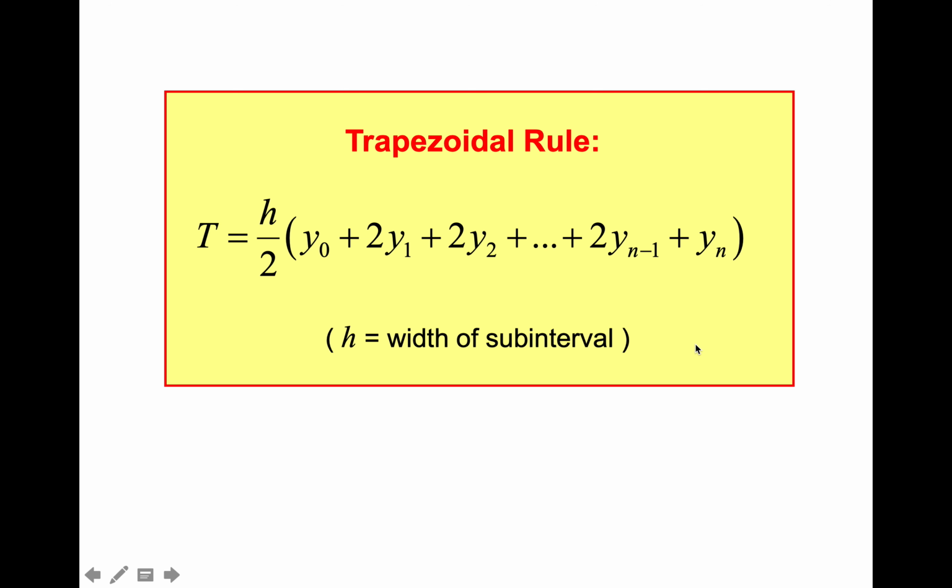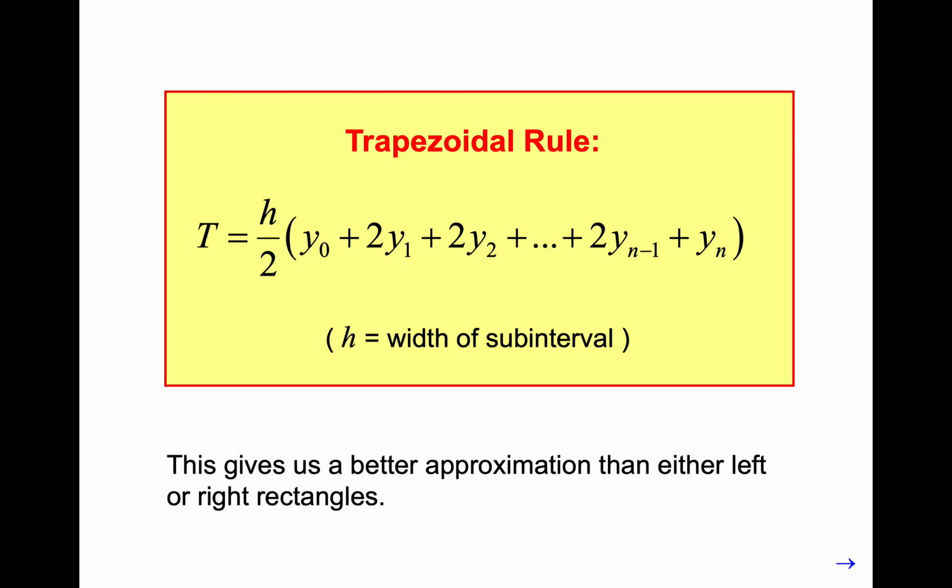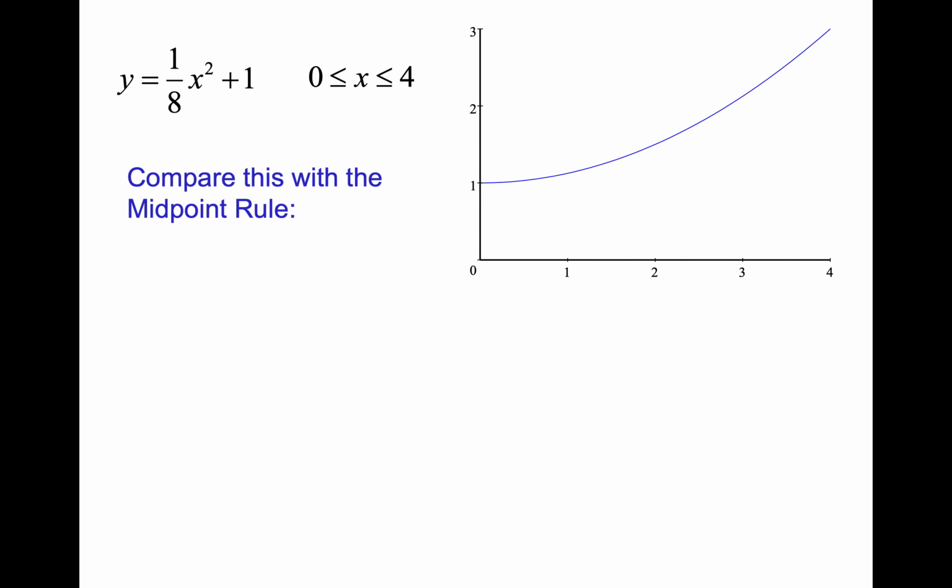So that is the trapezoid rule. We're going to do an example in a minute of how to use that. It gives us a better approximation than either the left or the right rectangles.